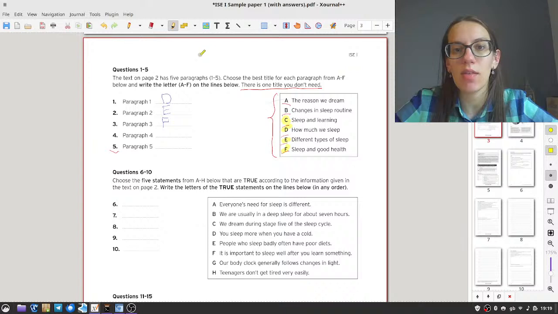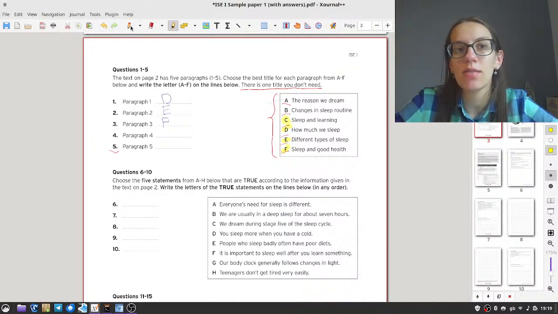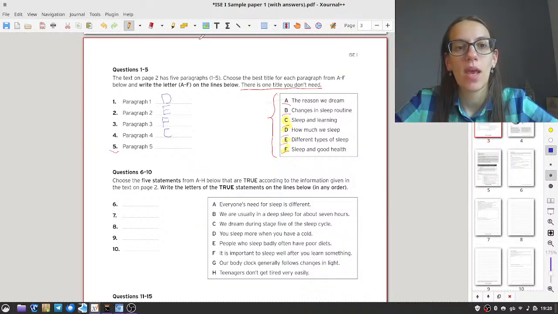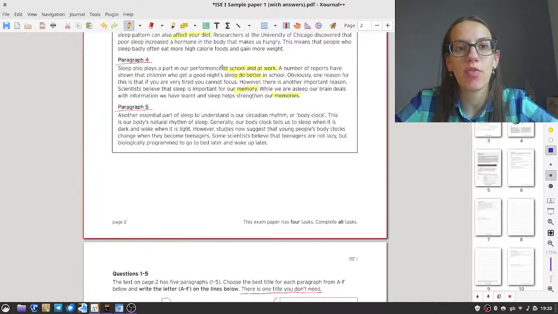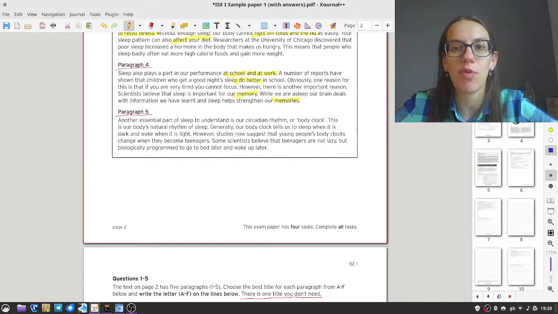Then let's check the others, that they definitely are wrong. Yeah, how much we sleep, it's not about that. Different types of sleep, no. And good health doesn't work here. Yeah, so it's not about health in general, it's about learning, about our memories. So we choose option C here. And finally, paragraph 5. Let's do the same for paragraph 5.